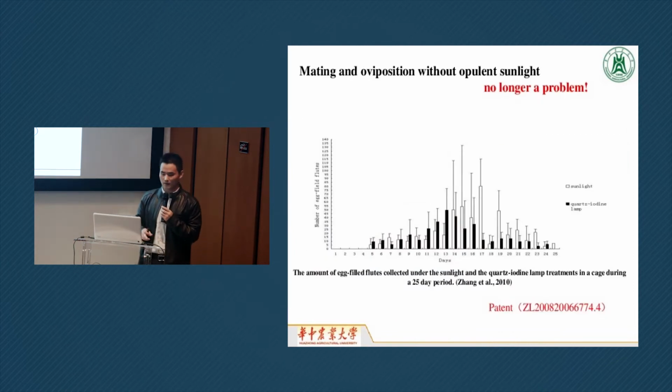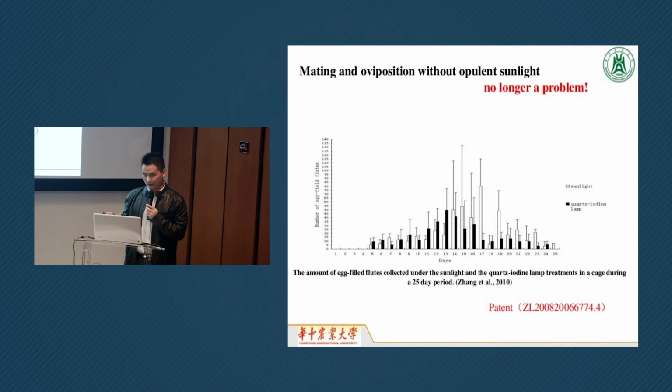Also, if we want to rear them all year round, there is a problem: without sunlight, the mating rate and oviposition rate will be low. So we tested a lot of artificial lights since 2006, and we found one artificial light developed by our master's students, and we got a patent and a published paper.